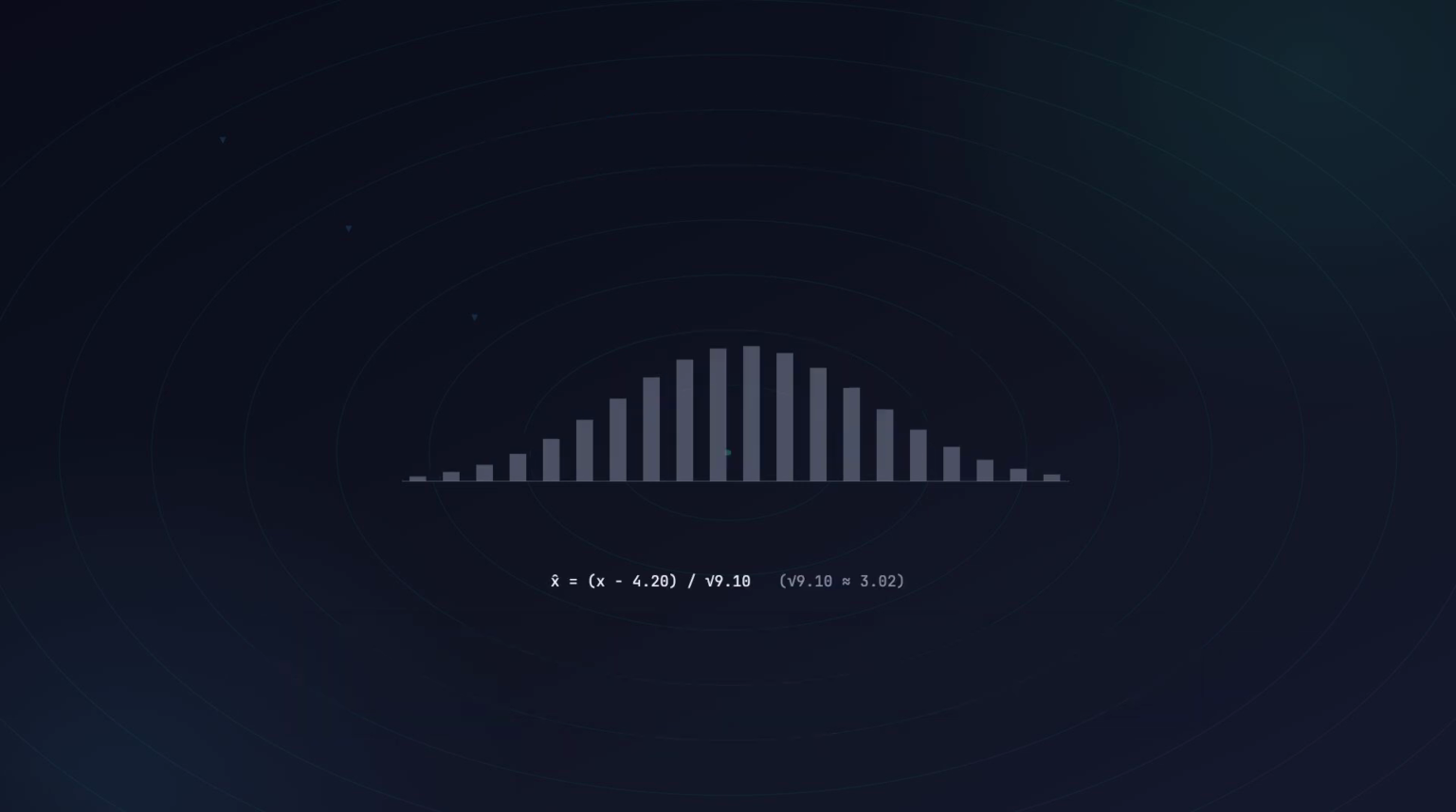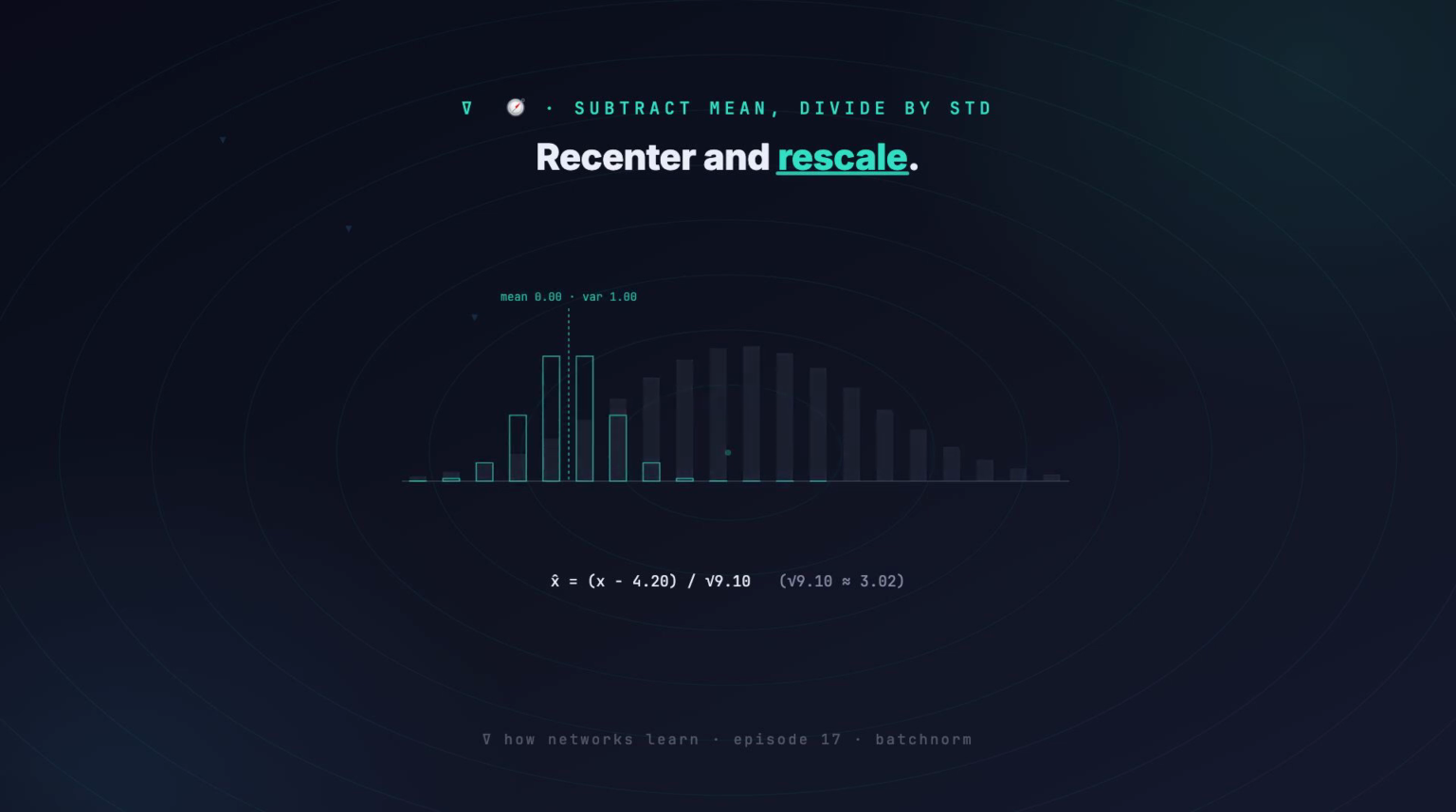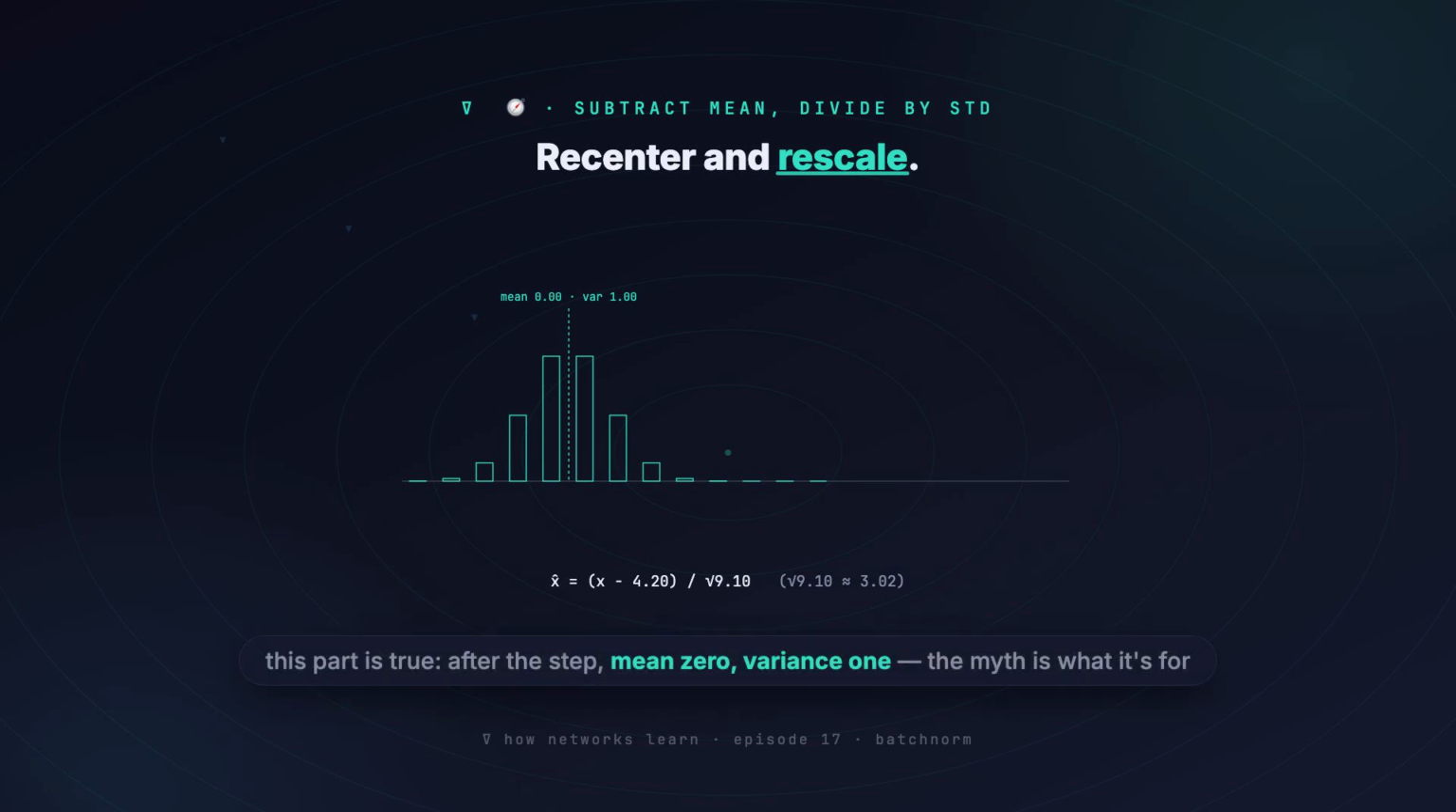Here's the mechanic that is real. Batch norm subtracts the batch mean and divides by the batch standard deviation. X hat equals x minus 4.2 over the square root of 9.1. The square root of 9.1 is about 3.02. So every activation gets recentered to mean 0 and rescaled to variance 1. That part is genuinely true. After this step, the batch is standardized, full stop. The misconception isn't that it normalizes, it's what that normalization buys you.